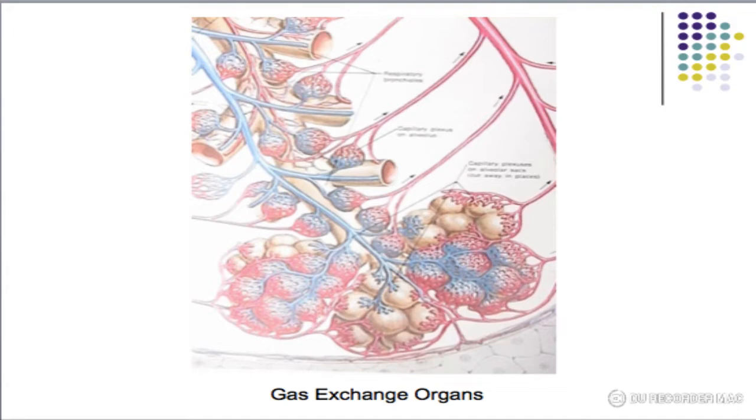So this is your ACM, the alveolar capillary membrane. It is the place where the gas exchange occurs. So gas exchange occurs in the alveolar capillary membrane, or simply the ACM of your lungs.